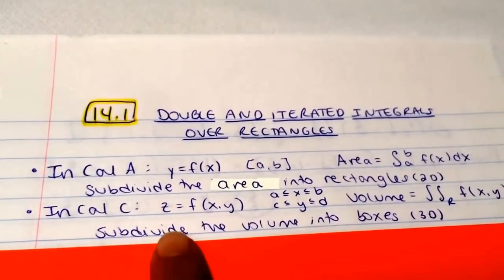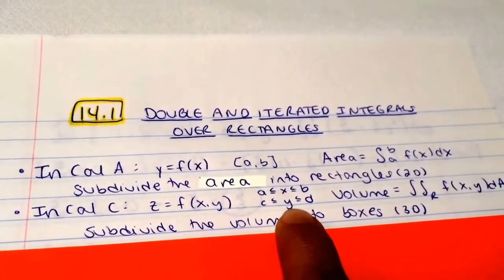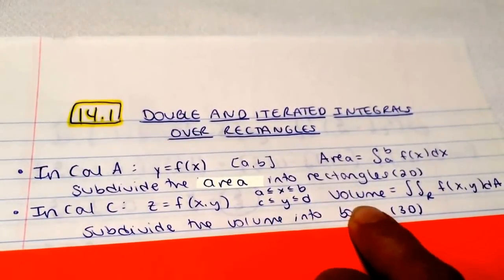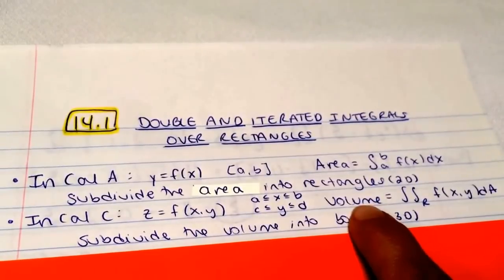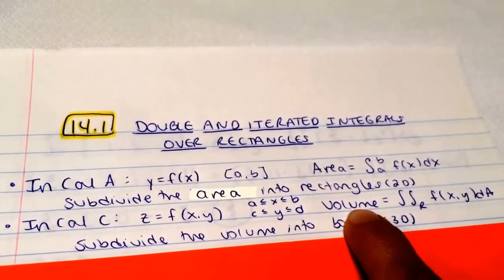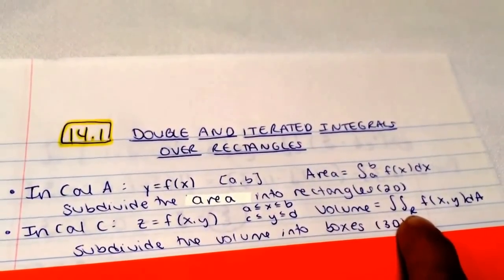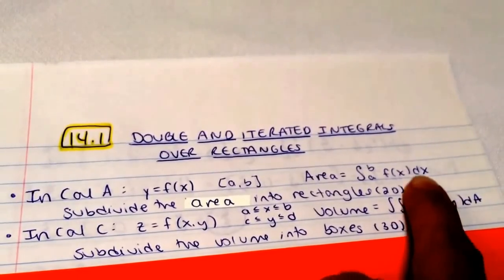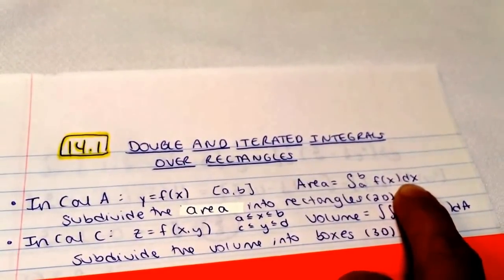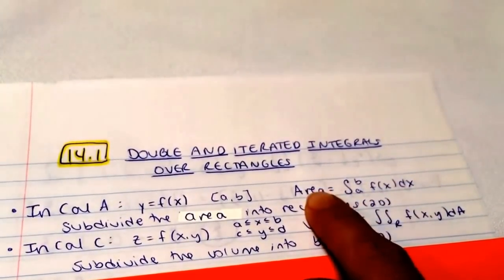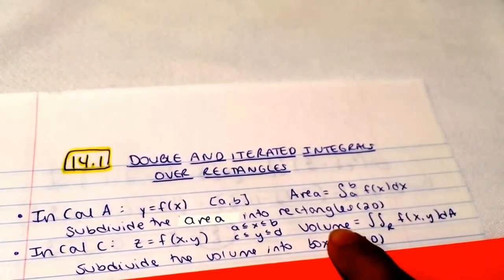In Cal C, now you're going to have z as a function of x and y. You're going to have bounds on the x and the y, which is going to make your rectangle. And so when you do that, instead of 2-dimensional area that you're finding, you're going to be finding 3-dimensional volume. And so the volume is going to be the double integral over that region R. The region R, again, here is a rectangle, later can be anything. And then notice here it was dx, 1-dimensional, and now it's dA, 2-dimensional. So you were integrating with respect to x, 1-dimensional, and getting area, which is 2-dimensional. Now you're integrating with respect to area, which is 2-dimensional, and getting volume, which is 3-dimensional.